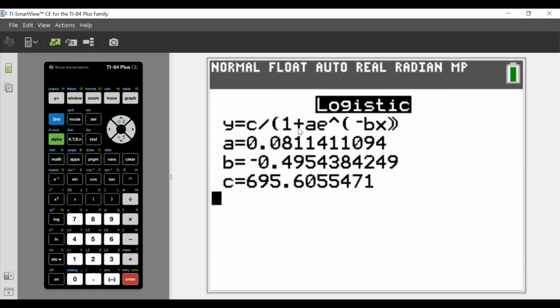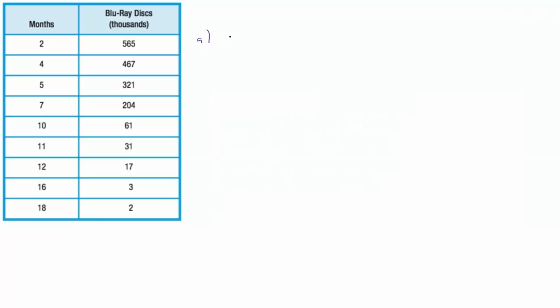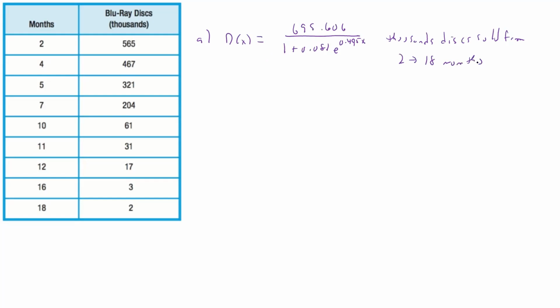695.606 divided by 1 plus 0.081 e to the negative negative, so it's a positive 0.495x. All right, so let's write that back over here. For part A, let's call it discs of x, is equal to 695.606 all over 1 plus 0.081 e to the positive 0.495x. And that's thousands of discs sold from 2 to 18 months. I guess it's probably from zero, but it shows 2 for our data.